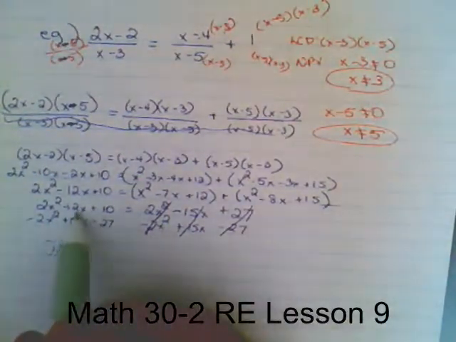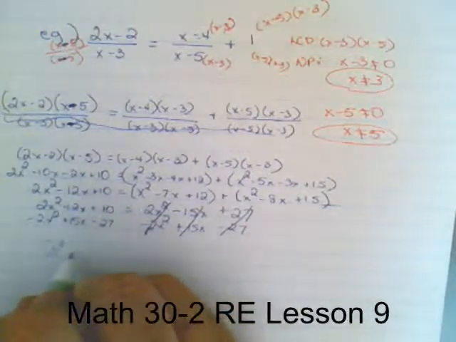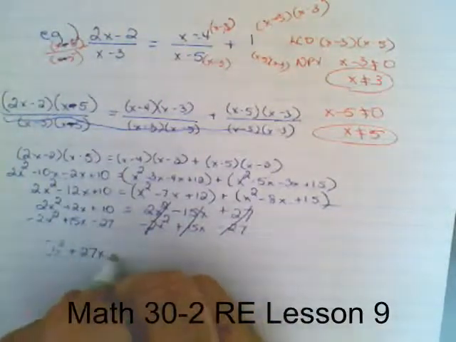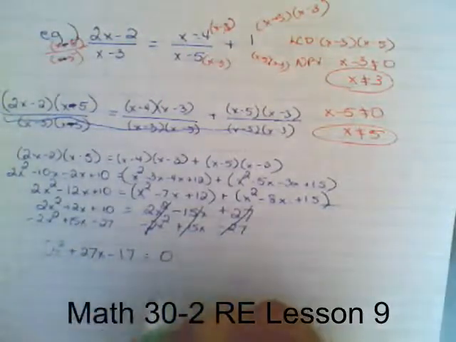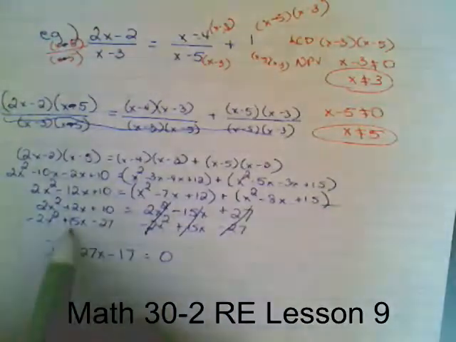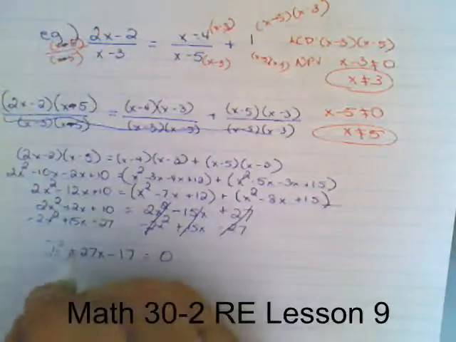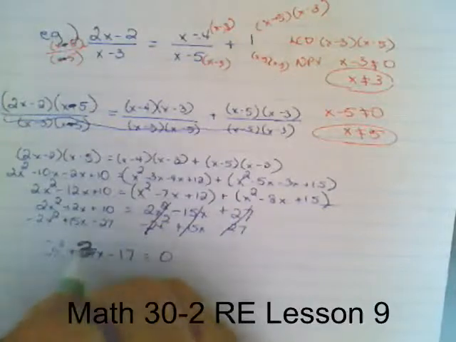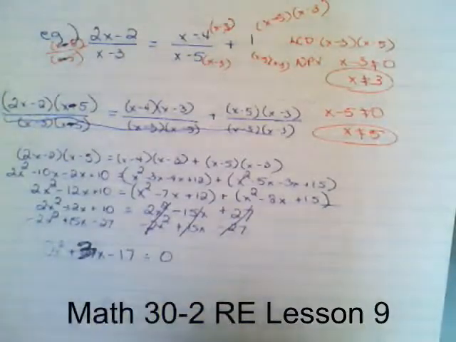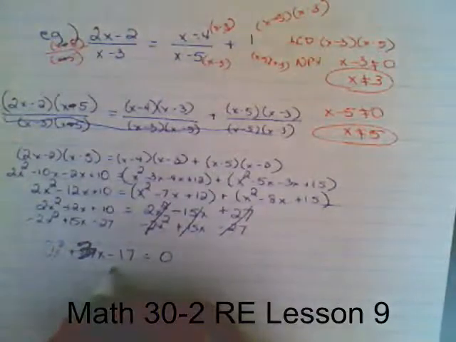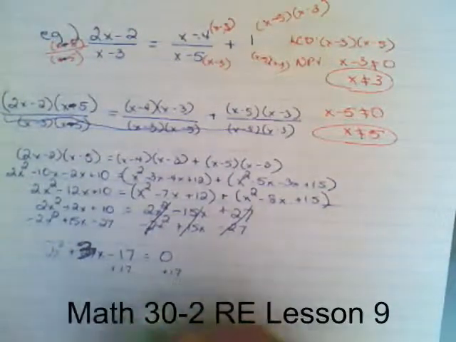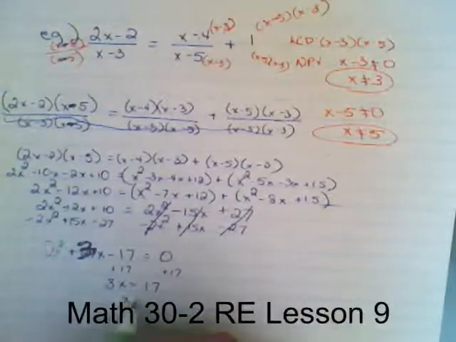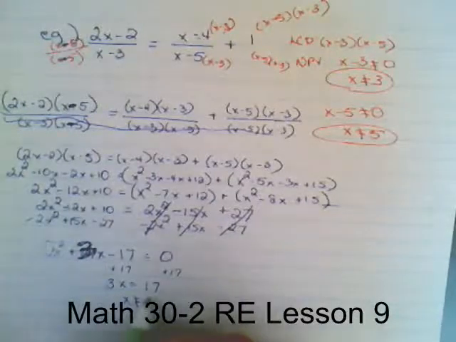Same deal. Here I've got 12x plus 15x is 27x. Here I've got 10 minus 27 is negative 17, and that equals 0. Oh, sorry, that's negative 12 plus 15. Negative 12 plus 15, I apologize, is 3. So I get 3x minus 17 equals 0. That's linear, so I can add the 17 over. So I'm kind of undoing what I did, but oh well. 3x equals 17. Divide by 3.